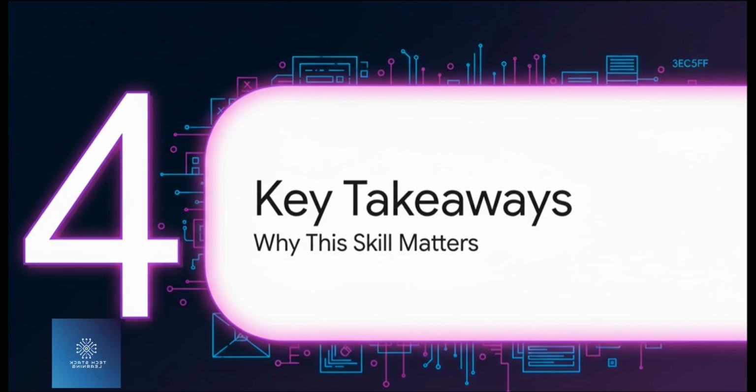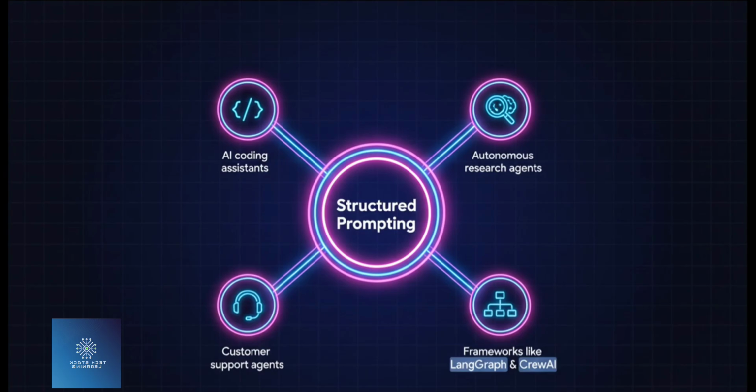So that was awesome, right? We built a simple agent, but I want you to understand that these skills scale up big time. So let's zoom out a bit and talk about the key takeaways and why this skill really matters. Look, what we just did wasn't just some fun little toy project. These exact same principles are what power some of the most advanced AI systems out there. Think about AI coding assistants or autonomous agents that can do research for you, or those really smart customer support bots. They're all built on this kind of structured prompting. And the big frameworks people are using to build complex multi-agent systems, things like LangGraph and Crew AI, yeah, this is their bread and butter.